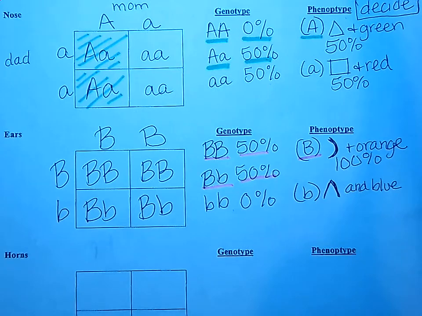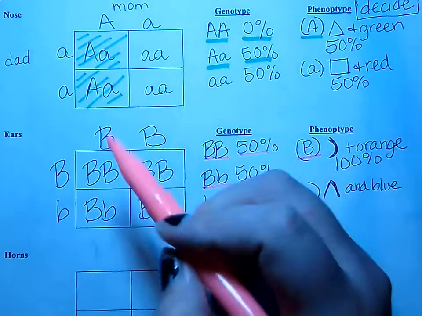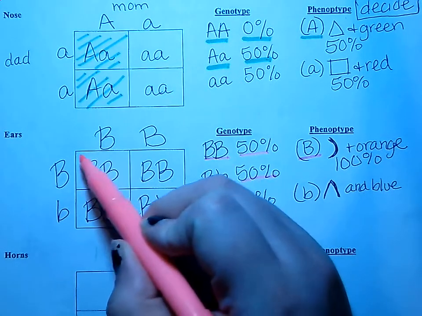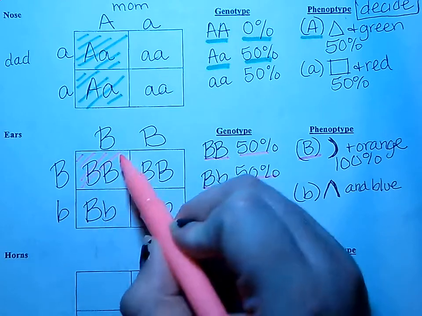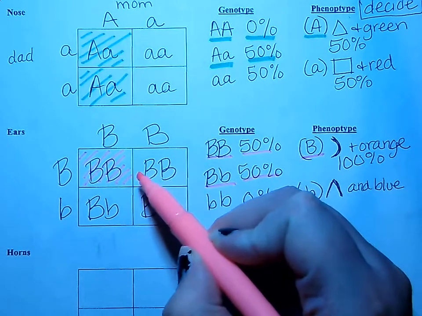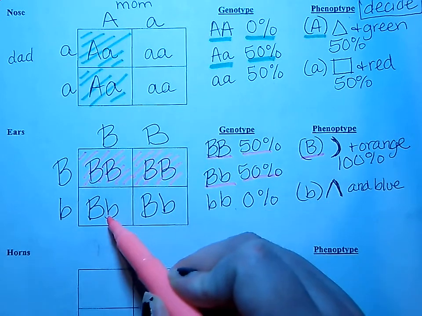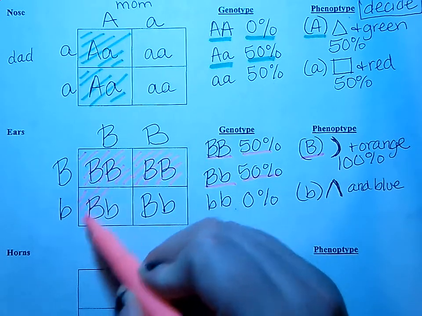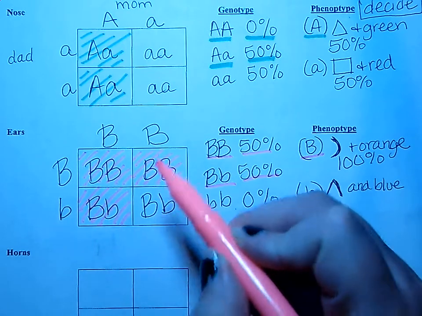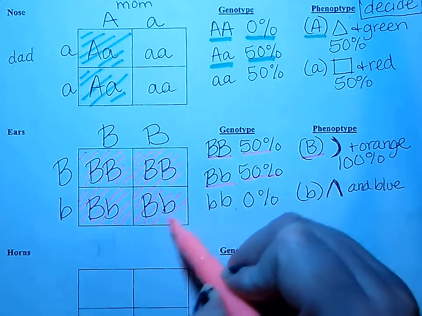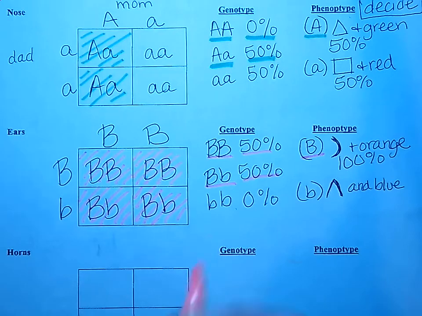Well, let's double check with our Punnett square just to make sure. So again, 2 capital B's, 2 capital B's. Remember, we just have to have at least 1. This has at least 1. This one has at least 1. Because remember, the dominant trait outshines the recessive.